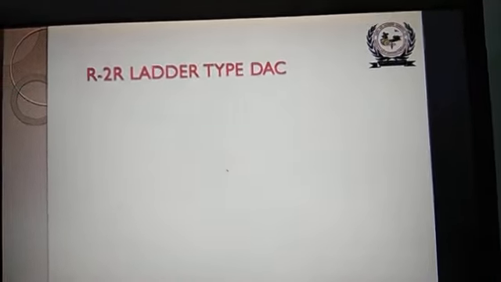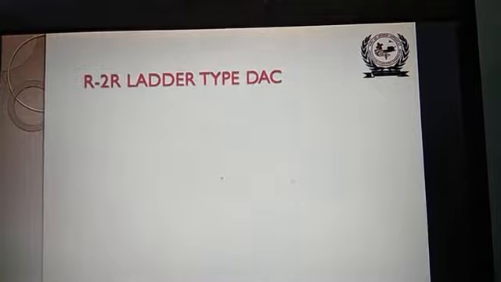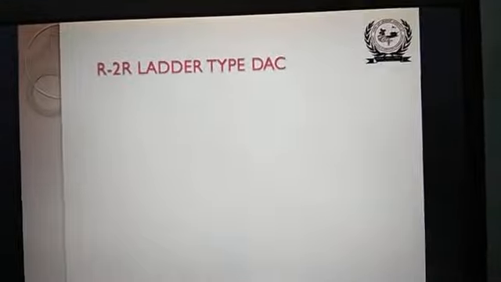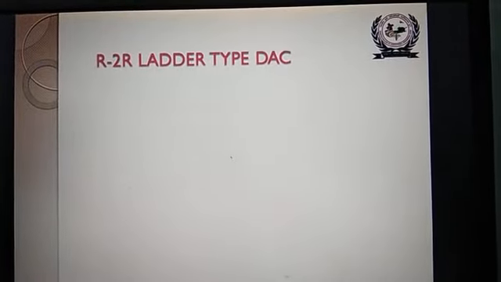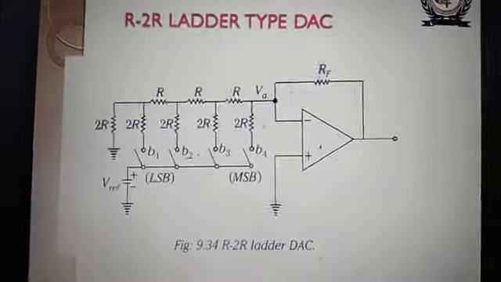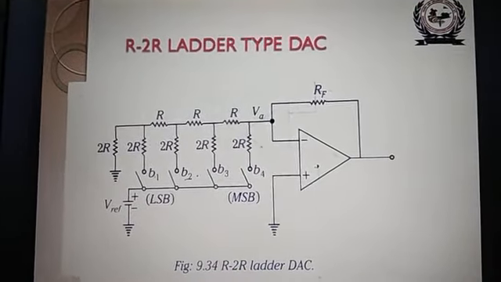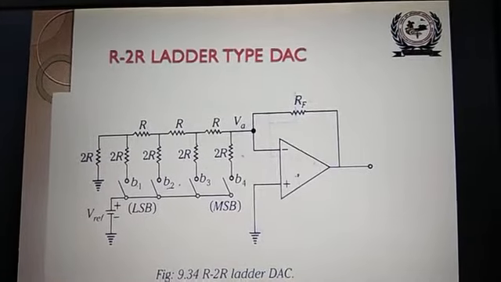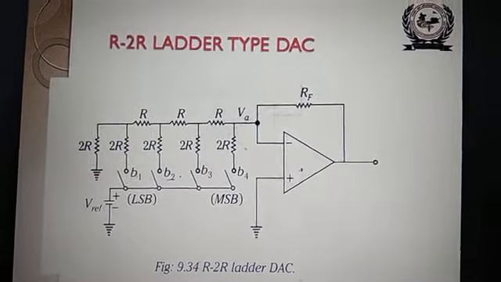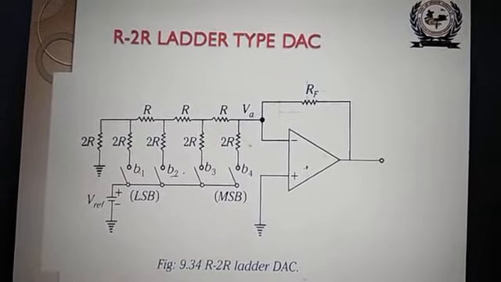Then another D to A converter is the R to 2R ladder type DAC. Before that we have seen the binary weighted resistor. This is another one, the R to 2R ladder type DAC. You can go through this circuit diagram very carefully. Why is it called R to 2R? In the binary weighted network we have seen R, 2R, 4R, 8R, these resistances give the weightages. Similarly, in the R to 2R ladder, R and 2R values will form the ladder type network.